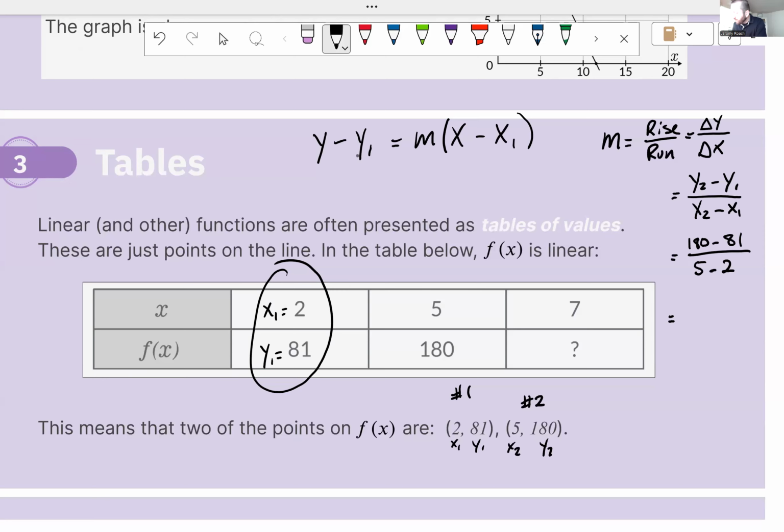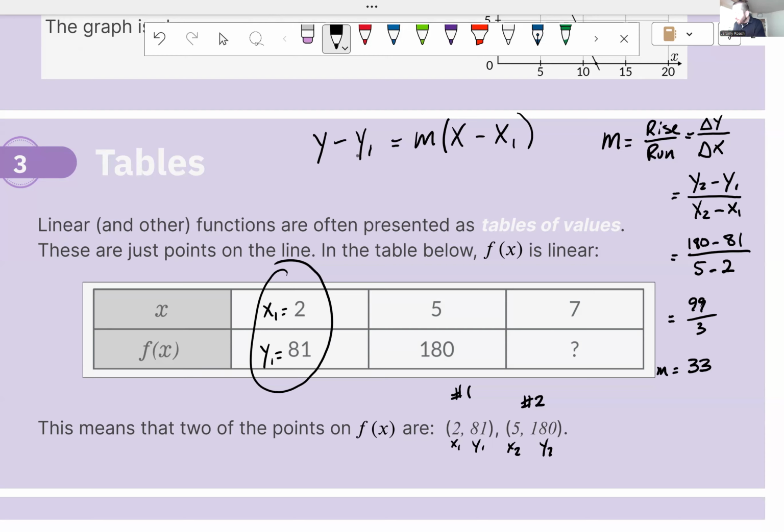And then we just check these on the calculator. We get 99 for 180 minus 81. And 5 minus 2 is 3. And we get a slope of 33. So m equals 33.